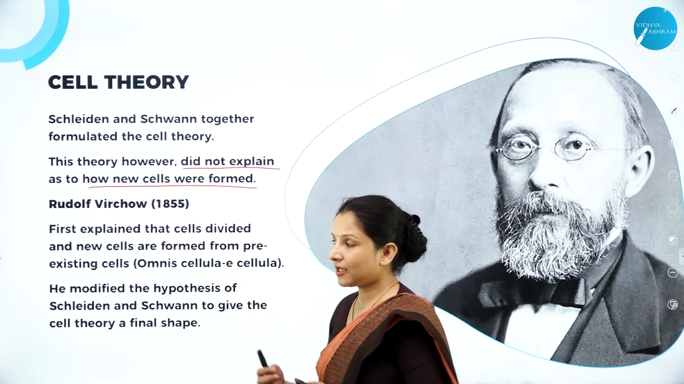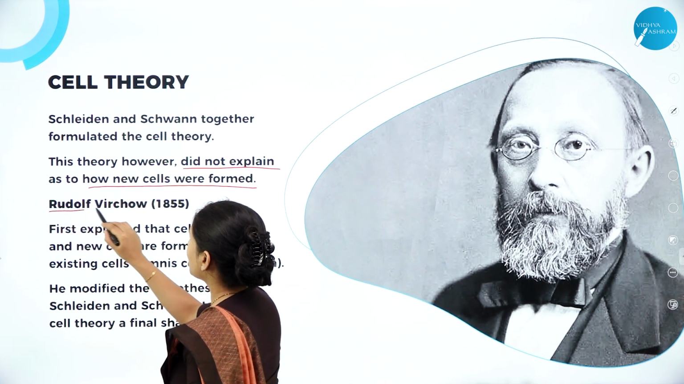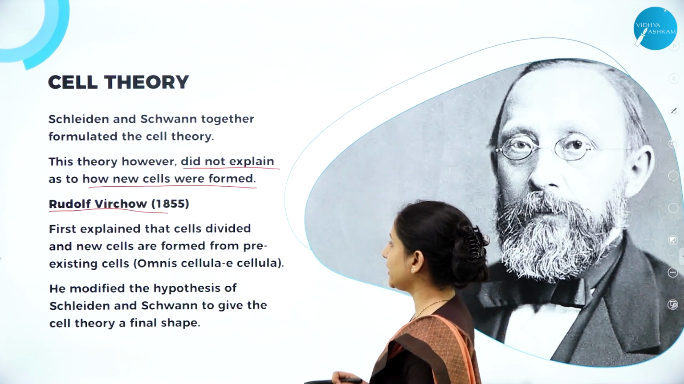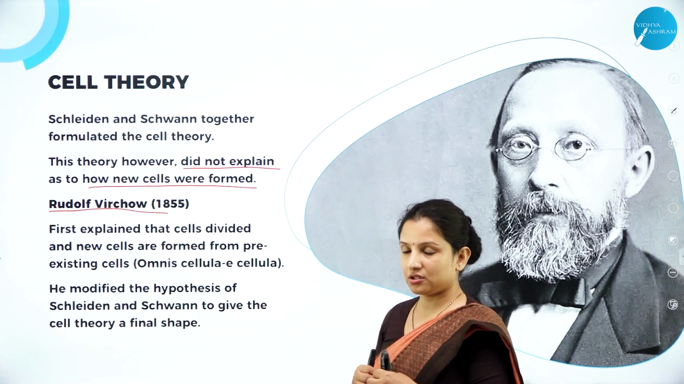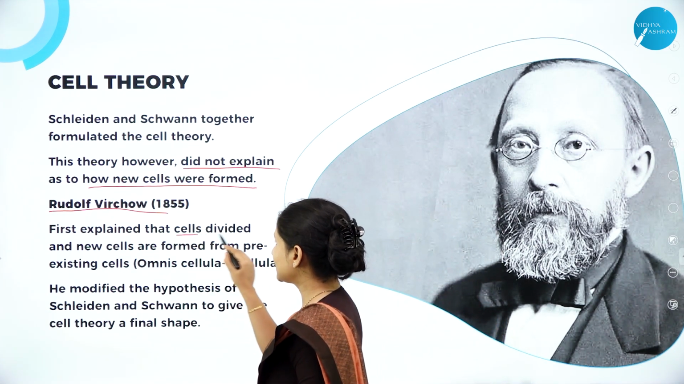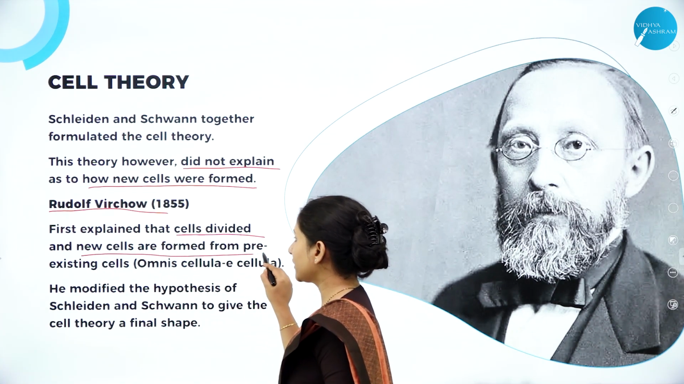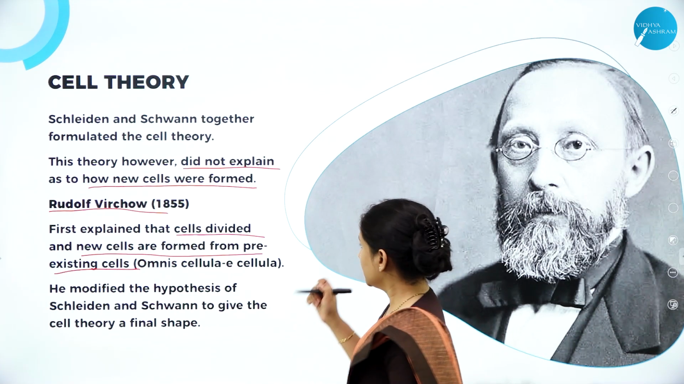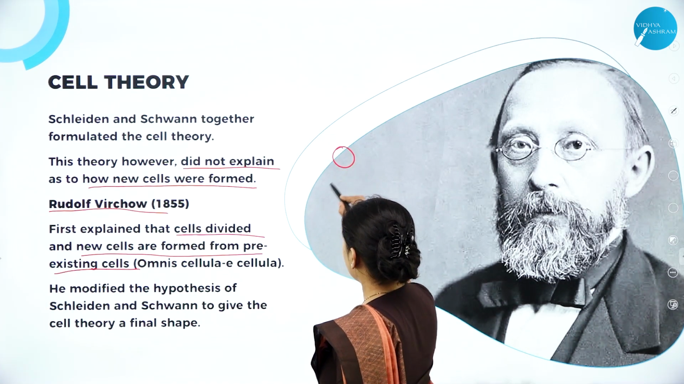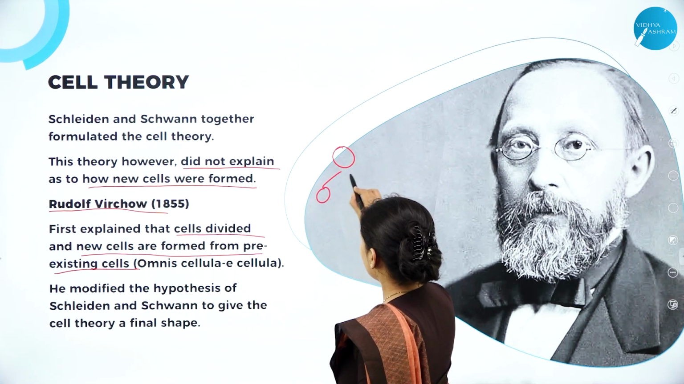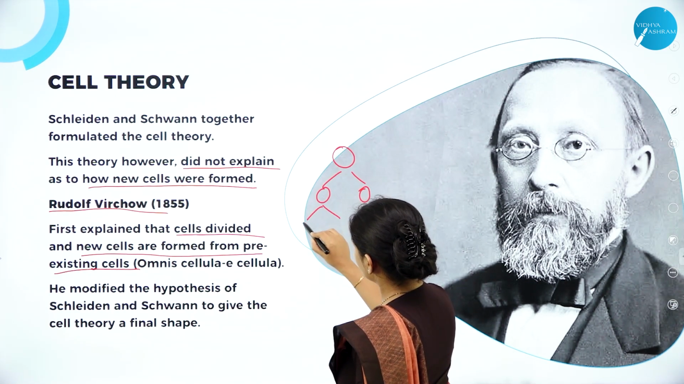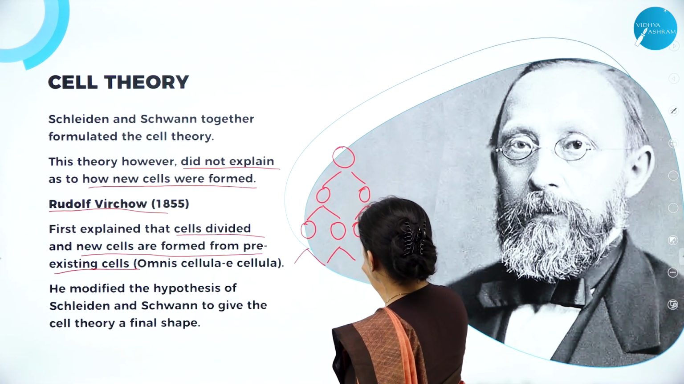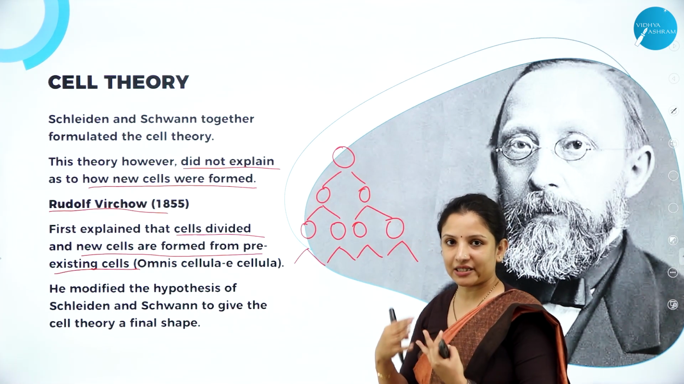And it was at that time that one more scientist, Rudolf Virchow, came in. Rudolf Virchow, in the year 1855, was the first person who explained that cells divide and new cells are formed from pre-existing cells. Meaning, cells are already there. From this cell, the cells divide to form two daughter cells. These will divide to form again two daughter cells each. These again will divide like this. So that is how the cells multiply and divide.